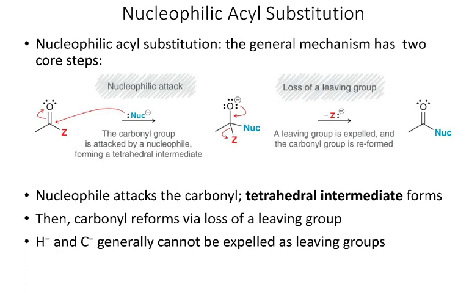So the two basic core steps that we're always going to see are a nucleophilic attack followed by the loss of a leaving group. So that's pretty straightforward. The intermediate has a different hybridization and shape than either the starting material or the final material. Both our starting material and the final material are trigonal planar and sp2 hybridized, whereas our intermediate is sp3 hybridized and tetrahedral. And so this intermediate is often referred to as the tetrahedral intermediate.